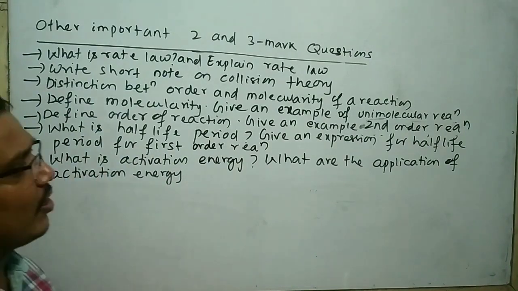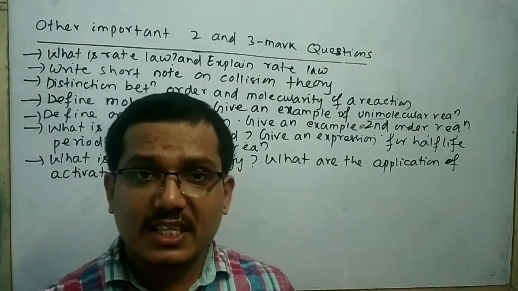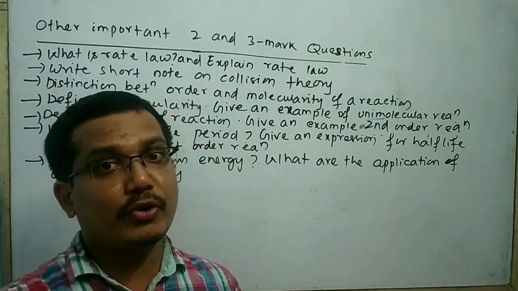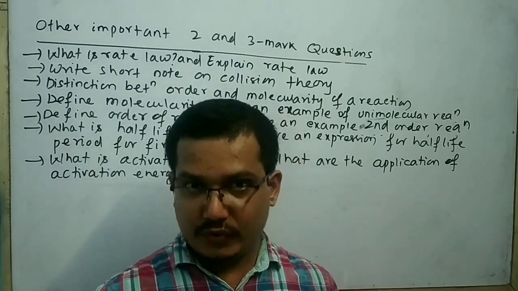Next question is define order of reaction. Give an example of a second order reaction. Order of reaction means it is the sum of the powers or exponents of the molar concentrations of the reactants in the rate equation.